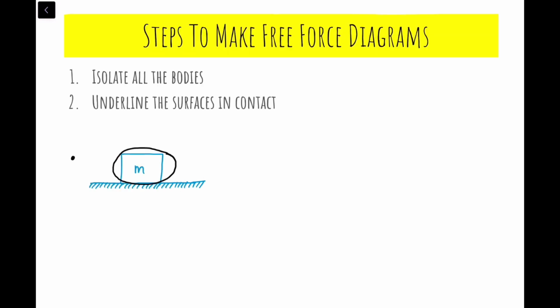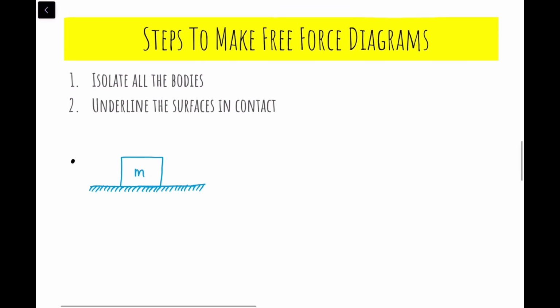If I isolate the bodies, I'll draw the mass m first, and then I'll draw the ground. I just isolated the bodies. Isolating the bodies means just drawing the bodies freely. So now we have completed our first step.